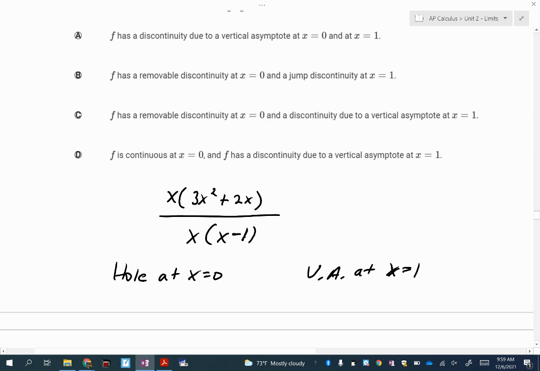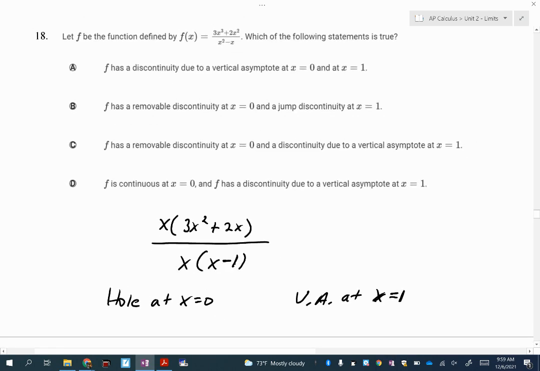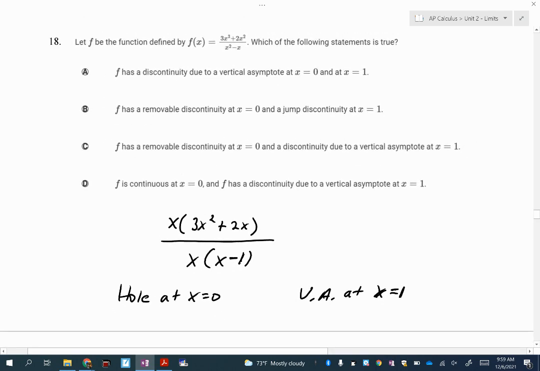Understanding that stuff that you did in Algebra 2 and pre-calculus is going to help you make the transition into some calculus here with some limits. So we have 2 different types of discontinuity. Remember, the hole is the removable one, and the vertical asymptote is called infinite discontinuity. So when I look here, I have a removable discontinuity at x equals 0 and a discontinuity due to a vertical asymptote at x equals 1. So this one's going to be C.